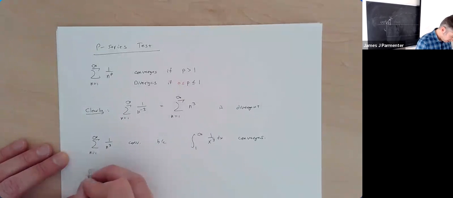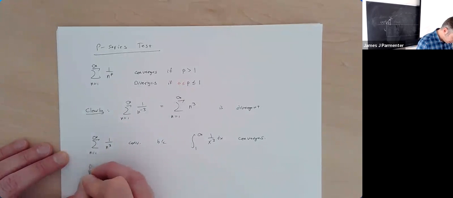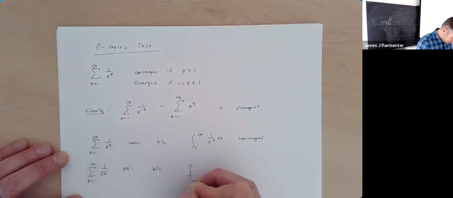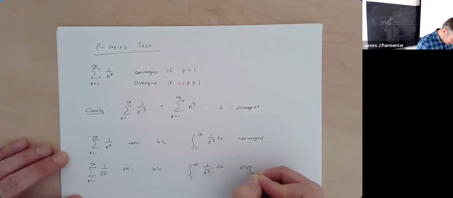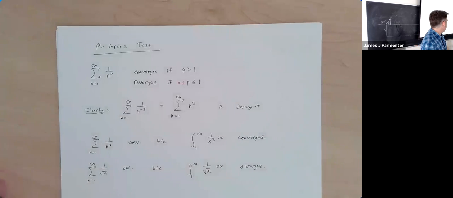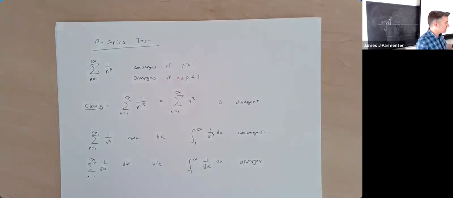And in a similar manner, the sum from n equals 1 to infinity of 1 over, say, the square root of n diverges because the integral from 1 to infinity of 1 over the square root of x diverges. But we don't want to have to refer back to the integral test every time we have something so straightforward as a p-series. So we're just going to say, well, as long as that power is larger than 1, we know we're going to get convergence.